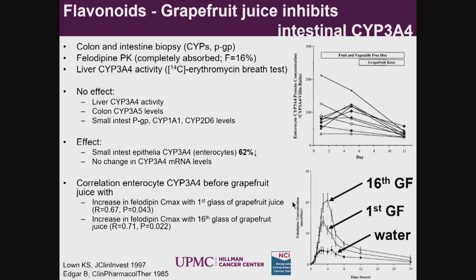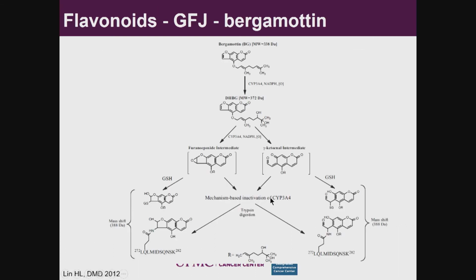And so here we can see this effect where with water, the felodipine PK exposure is low. Together with the first grapefruit juice intake, it goes up. And after the 16th dose of grapefruit juice, it's even higher. And so later on, it was shown that bergamottin and its dihydroxy metabolite actually are responsible for mechanism-based inactivation of CYP3A4. So covalent binding of this compound to the CYP3A4 essentially kills it and prevents it from functioning further.